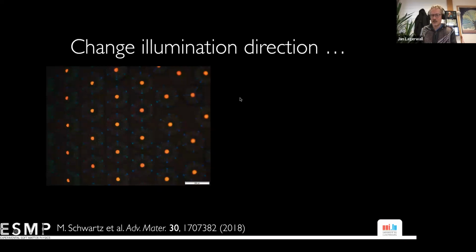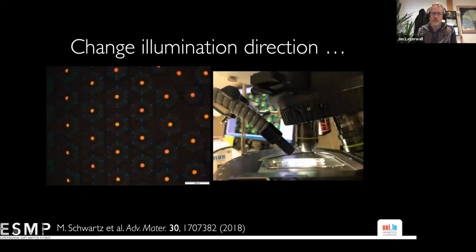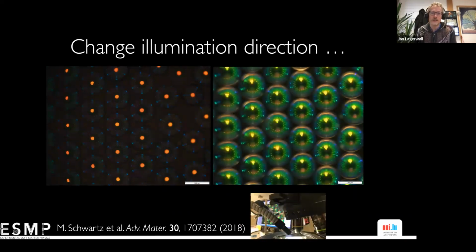But if you change the illumination direction by not illuminating from the top as usual here through the objective, but we turn off the lamp of the microscope and instead we put a lamp next to it and we illuminate with 45-degree angle, then this same sample looks like this. So it's the exact same sample. We just illuminate at 45-degree angle instead, and everything changes.